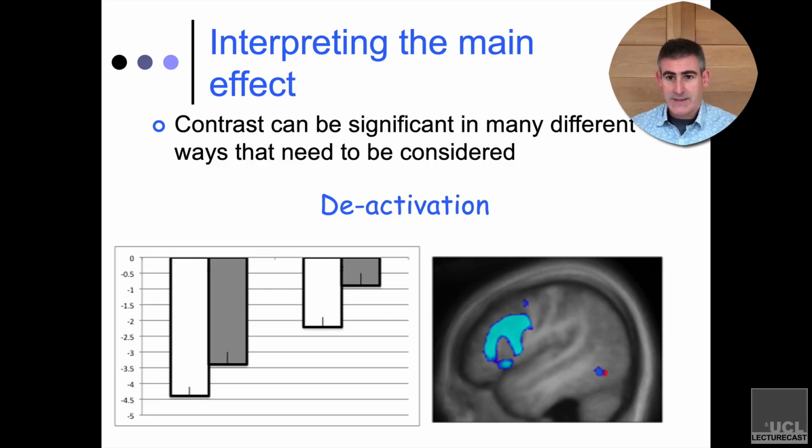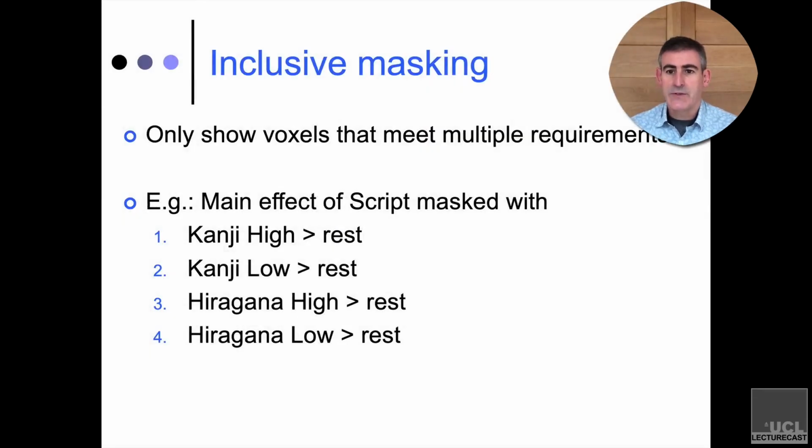So the problem that we face here is that mathematically, all of these are main effects. Intuitively, only one of them is what we really are interested in, what we're thinking about. So how do we exclude the things that aren't what we want and focus in on the things that are what we want? And that's where inclusive masking comes in.